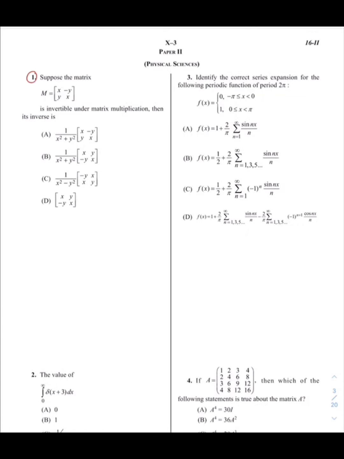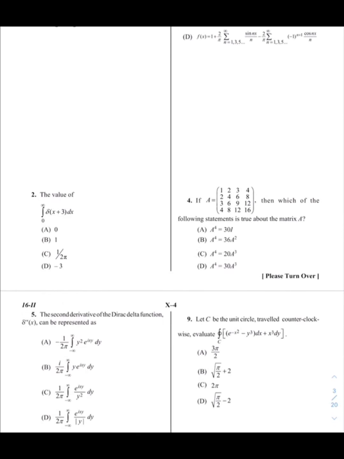In the first problem, we are given a 2 cross 2 matrix M and it is invertible under matrix multiplication. We have to find its inverse. Let's calculate the determinant. Determinant is x square plus y square. So either A or B is correct. Now let's find the 1/2th element of the cofactor of the matrix. So it is minus of this term, so that is minus y, and now you have to take the transpose of it, so minus y will go here. So option B is the correct answer.